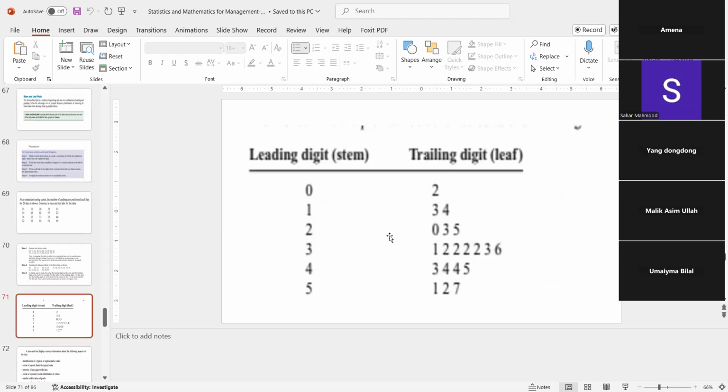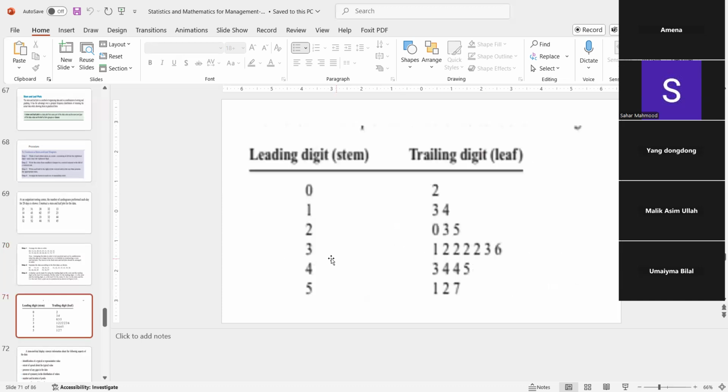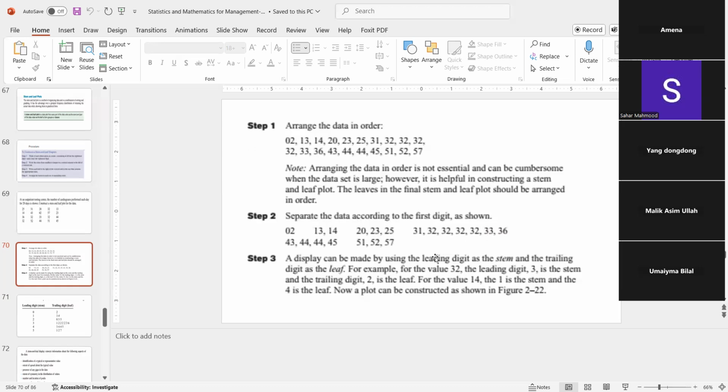Is it clear? Look again, for the range of 30, what observations did we have? 31, 32 is repeated 4 times, then we have 33 and 36. Now the next stem part would be 3. Now for 3 we will be having the leaves. Leaves are marked by the rightmost digit, that is 1, 2, 2, 2, 2, 4 times, then 3 and 6.